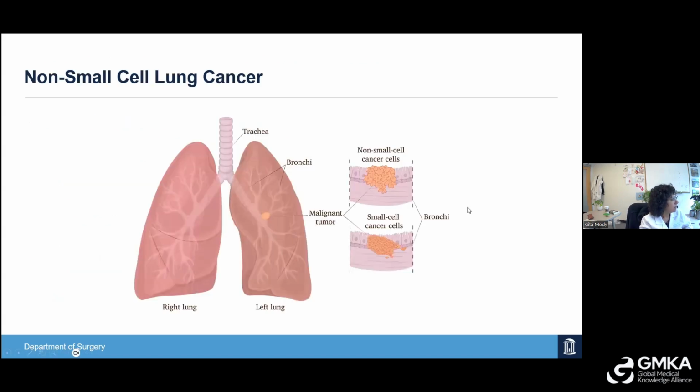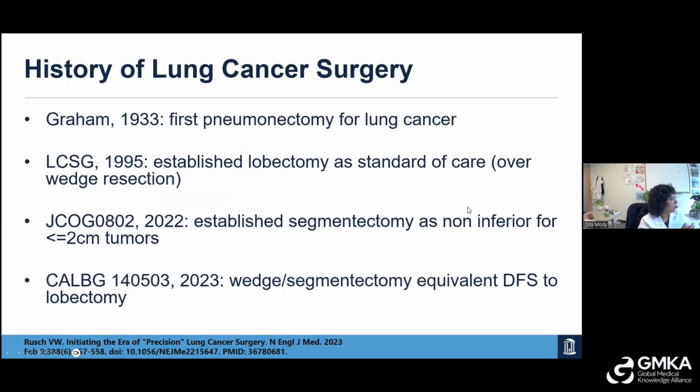Great. All right. So non-small cell cancer, a little bit about the history. The first pneumonectomy for lung cancer was in 1933. The Lung Cancer Study Group did a series of work in the 90s to establish lobectomy over wedge resection as the standard of care for early stage lung cancer. And we've actually largely practiced that way until, I don't know, maybe the last few years. Segmentectomy, of course, has been part of the armamentarium of a thoracic surgeon for some time, but usually being used for infections or metastatic disease where the margin considerations are less.